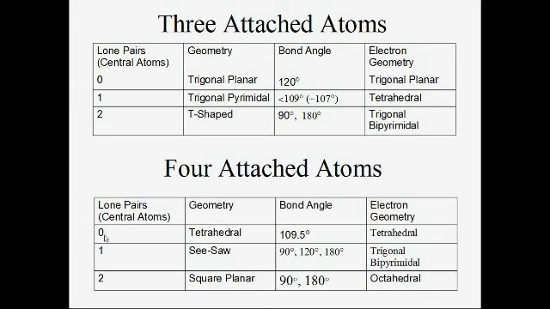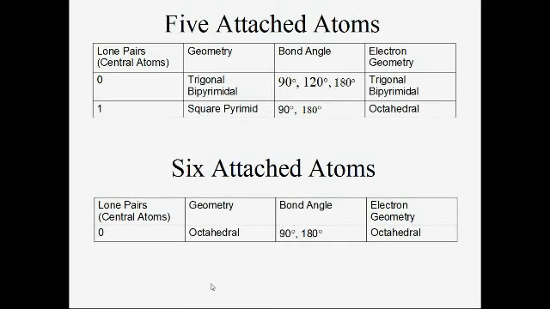For four attached atoms, with no lone pairs, we'll have the tetrahedral geometry, 109.5 degrees bond angle. One lone pair will give us a seesaw structure, and two lone pairs will give us our square planar structure. 5 attached atoms with no lone pairs will give us trigonal bipyramidal, and one lone pair will give us a square pyramid. 6 attached atoms will be octahedral.